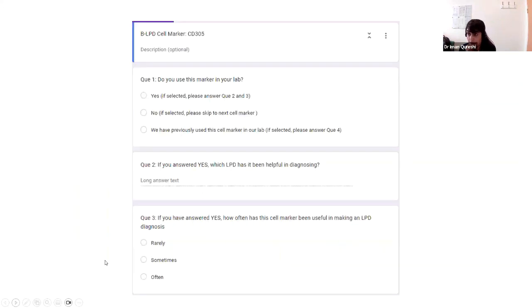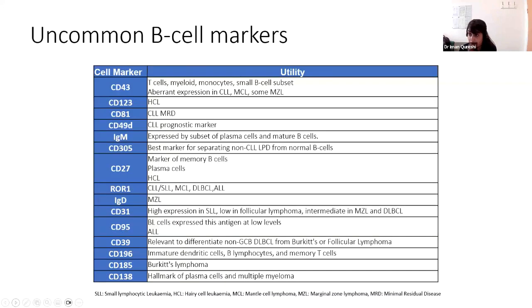So we reached out to the labs with another survey and asked them to rate the utility. For example, CD305: do you use this marker in your lab? And if you do, why is it helpful and how often is it helpful? Just for us to gauge why it is used and for what diagnosis. And I've also listed some of the uncommon markers.